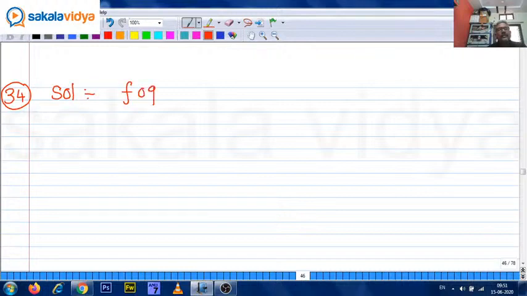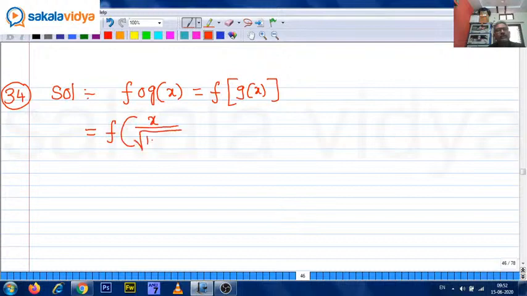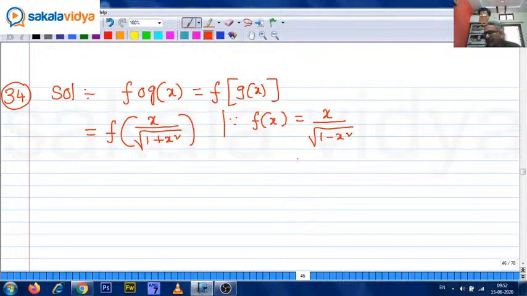So f circle g of x is defined as f of g of x. That means f of, in the place of g of x, we can write x upon root of 1 plus x square. But what is f of x? F of x is defined as, according to the problem, x upon root of 1 minus x square. That means in order to evaluate this one, in the place of x, x upon root of 1 plus x square needs to be replaced.